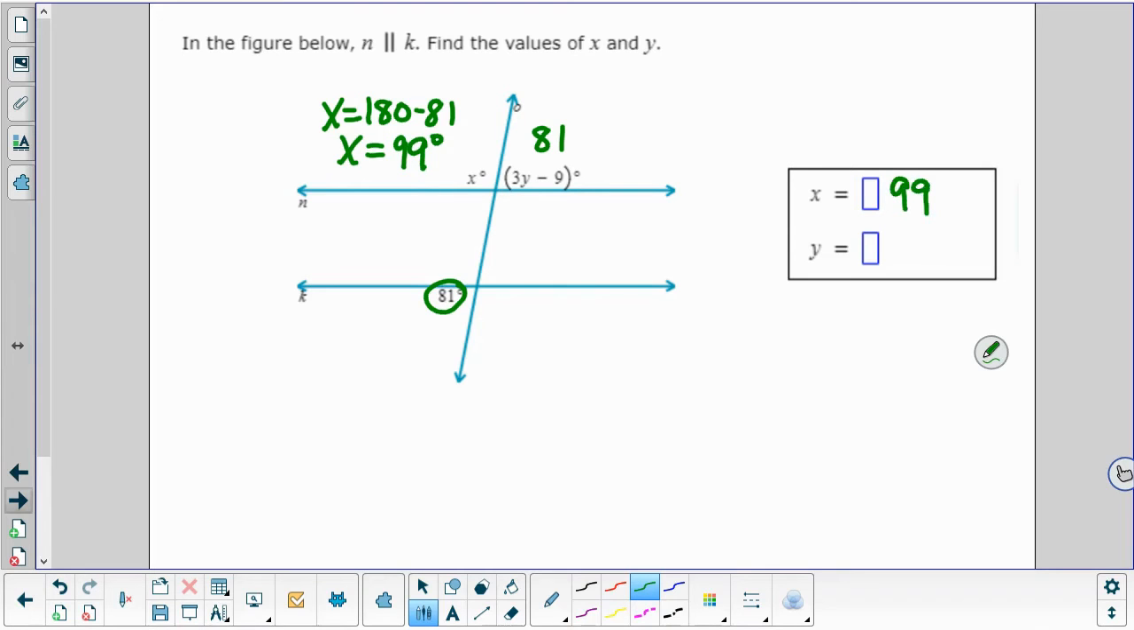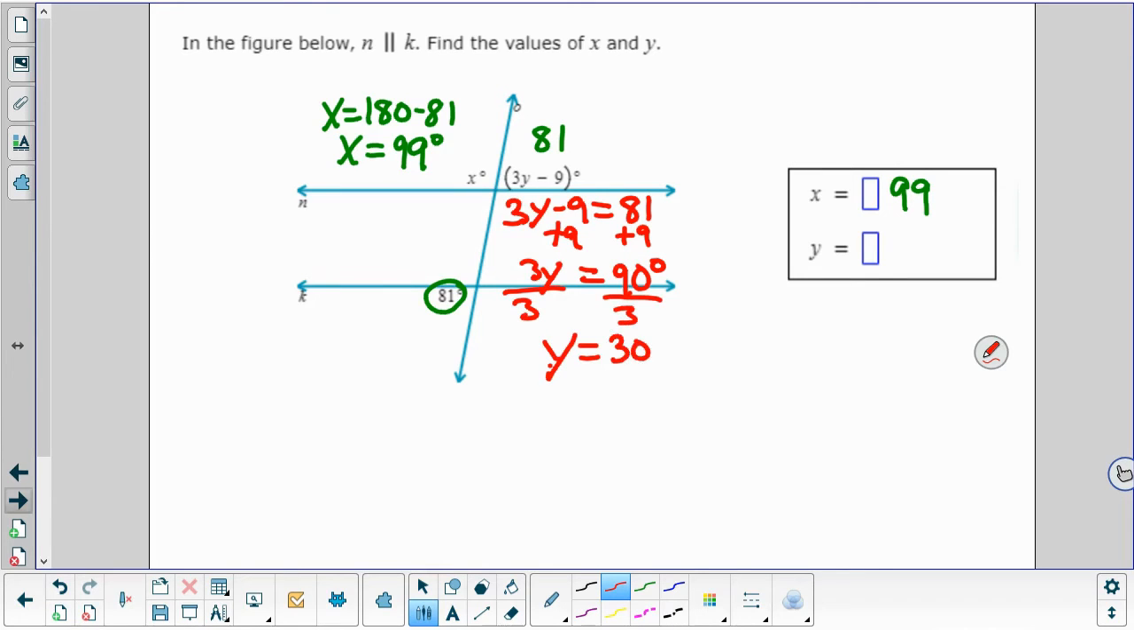All right, now if we're going to find Y, we have to recognize that 3Y minus 9 equals that 81 degree amount. So if 3Y minus 9 equals 81, then all I have to do is add 9 to both sides, and I end up with 3Y equals 90. And if I divide both sides by 3, I end up with Y equals 30 degrees. So I've got 30 degrees for Y and 99 degrees for X.